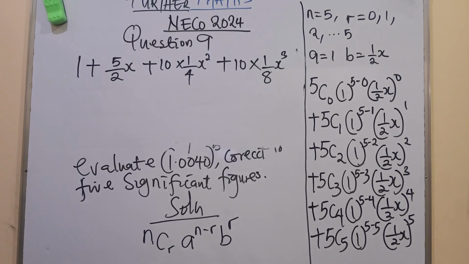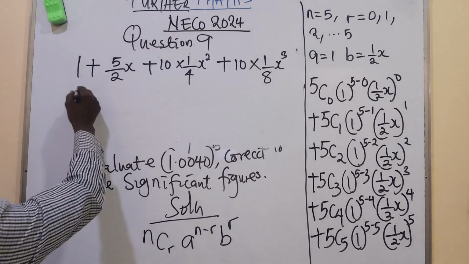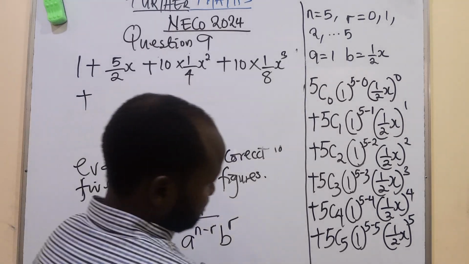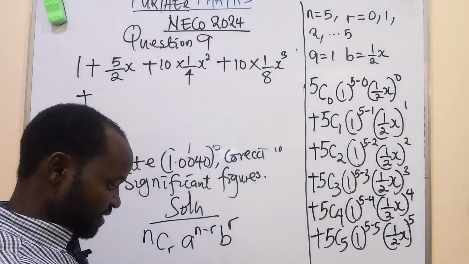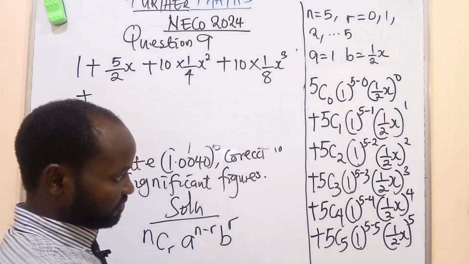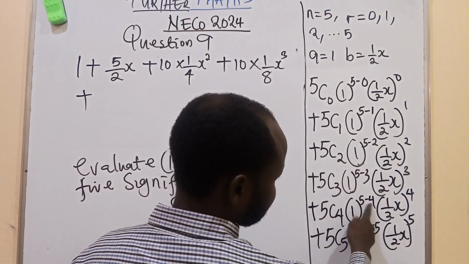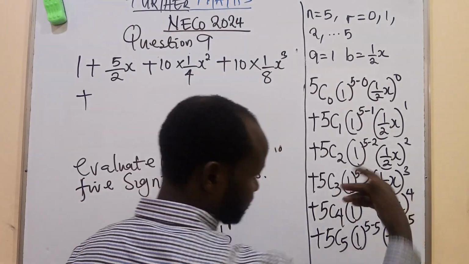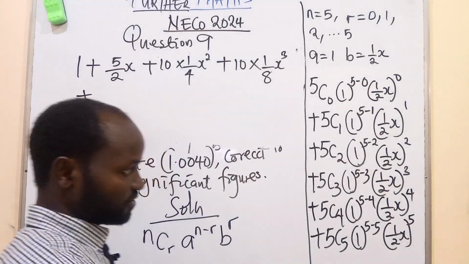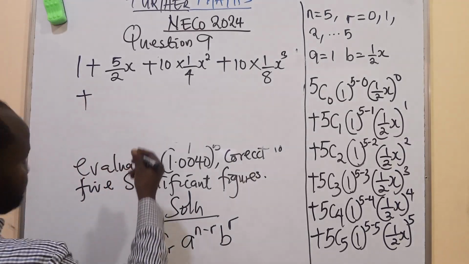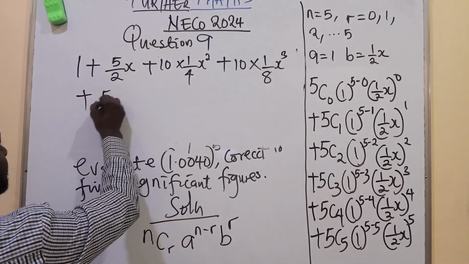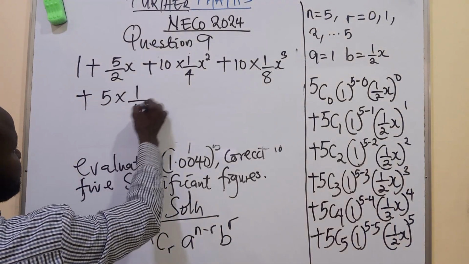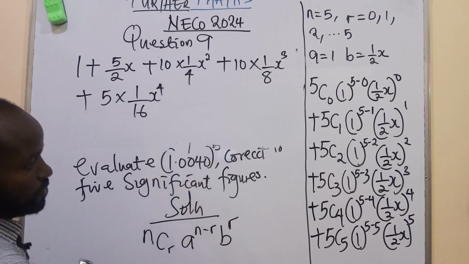This will be our fourth expansion, plus when r is 4, that will be 5 combination 4 is 5. Then 5 minus 4 is 1, 1 power 1 is still 1, 1 power 4 is 1, 2 power 4 is 16. That will be 5 times 1 over 16 x power 4.